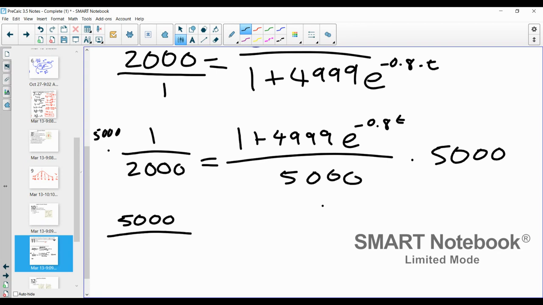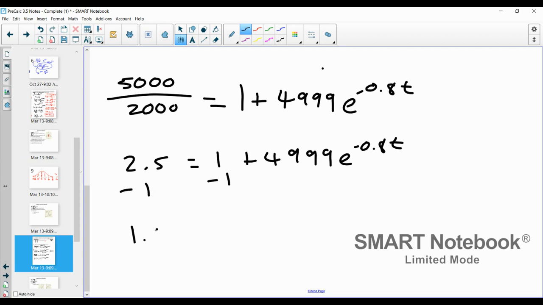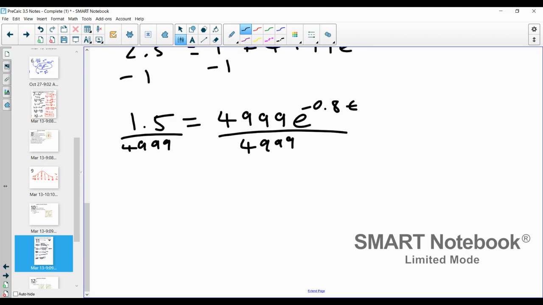I get 5,000 over 2,000 equals 1 plus 499 e to the negative 0.8t. I can do the division here: 5,000 divided by 2,000 gives me 2.5 equals 1 plus this thing here. Minus 1 on both sides, this is 1.5 equals 499 e to the negative 0.8t. Divide by 499. I'm getting closer: 1.5 divided by 499 is so small that my calculator doesn't want to do it, so let's leave it as 1.5 over 499 equals e to the negative 0.8t.